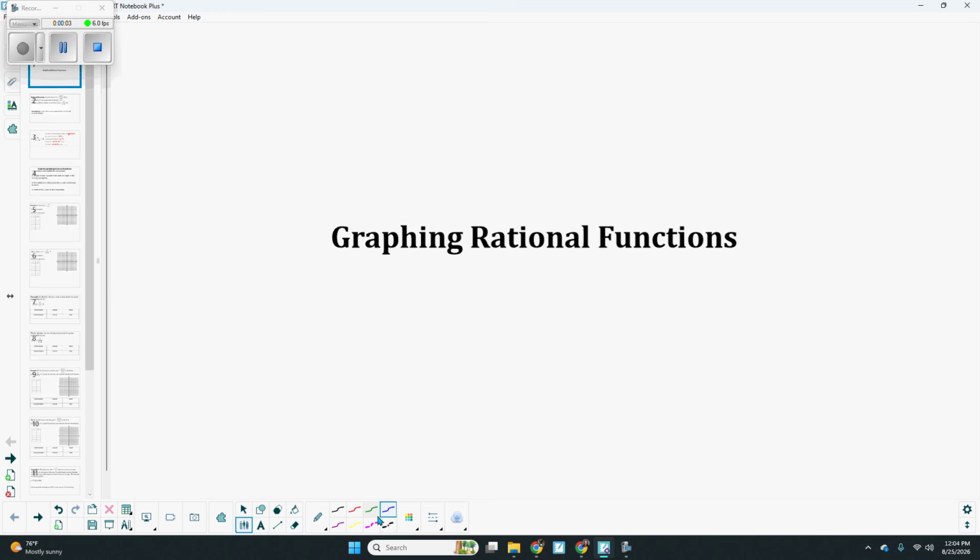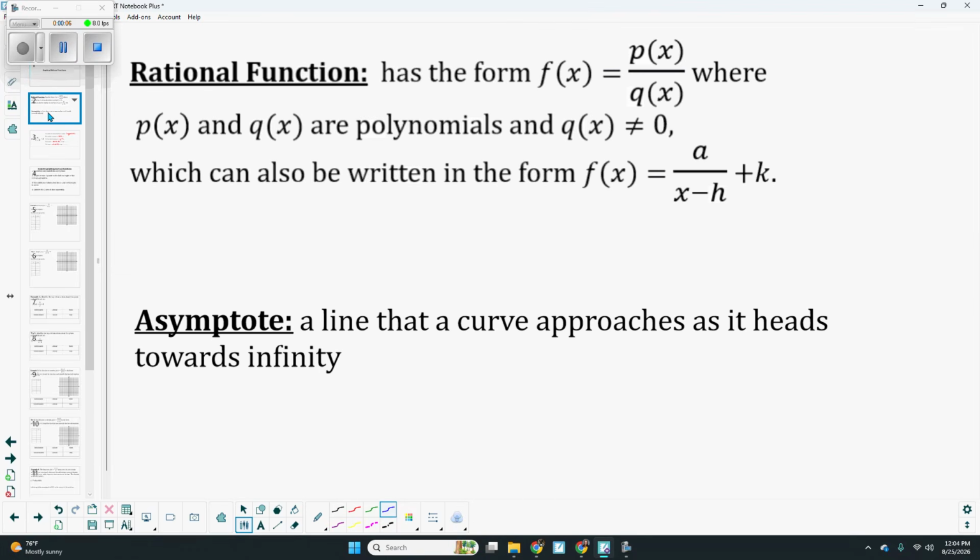Today we're going to be talking about graphing rational functions. So a rational function is a function in the form p of x over q of x. So you have the possibility of an x value on top and the possibility of an x value on the bottom. And it can also be written in this other form. And this is going to be the main form we're looking at when we're graphing them, but just know that they can also look like this.